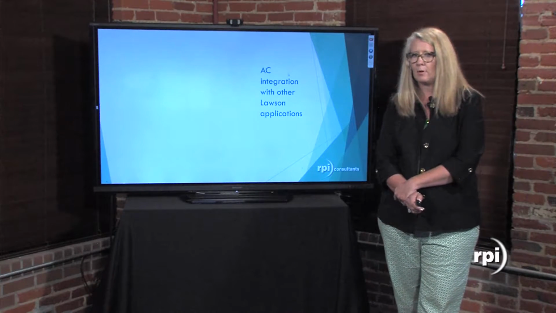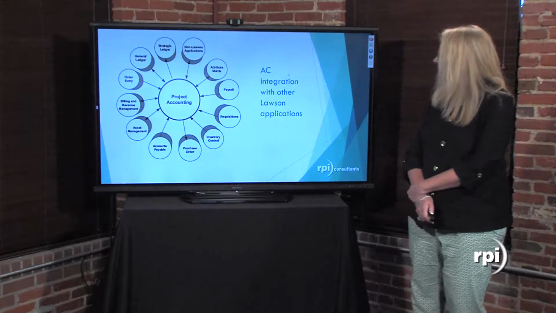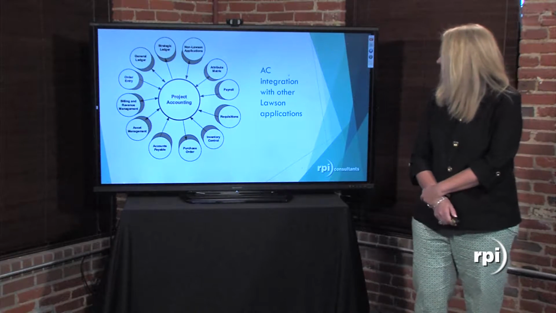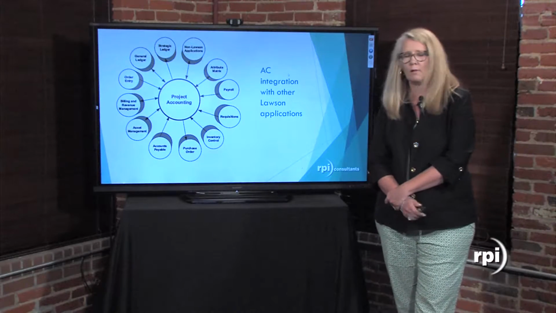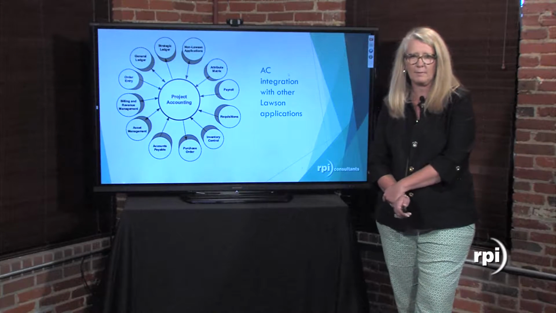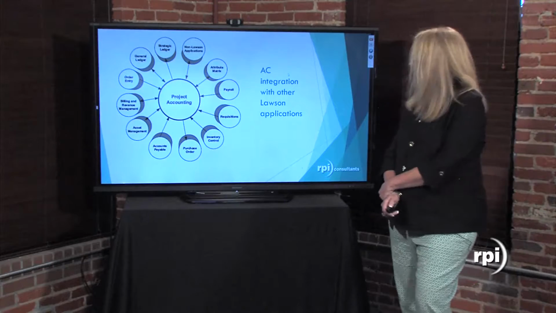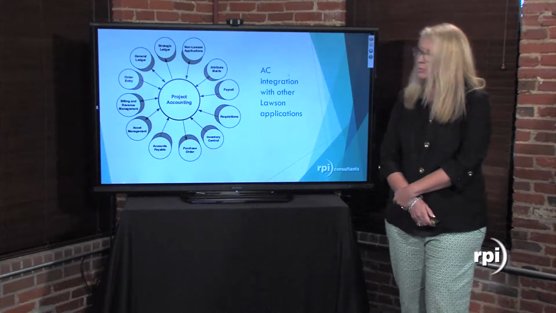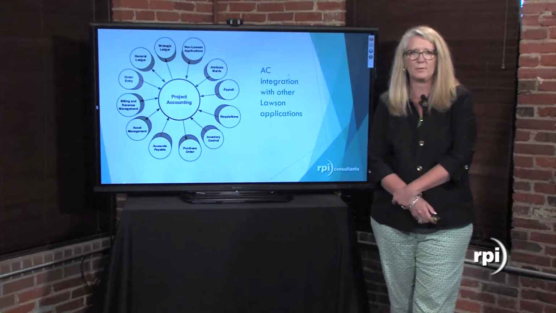And this is an example of the AC integration with the other Lawson applications. And you can see payroll talks to it, inventory control, PO, AP, all of your Lawson modules talk to it, as well as it talks to some of them as well. You can see the billing and revenue management piece of it. Those little arrows are back and forth because you accumulate costs there, and then you can bill and recognize revenue off of those.